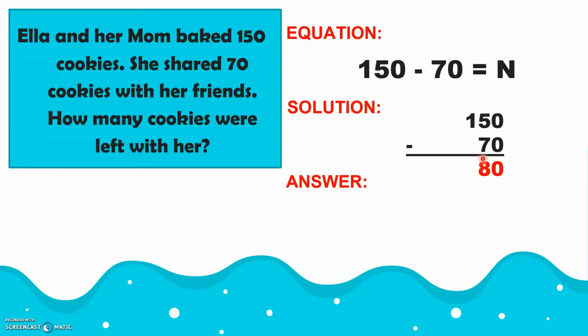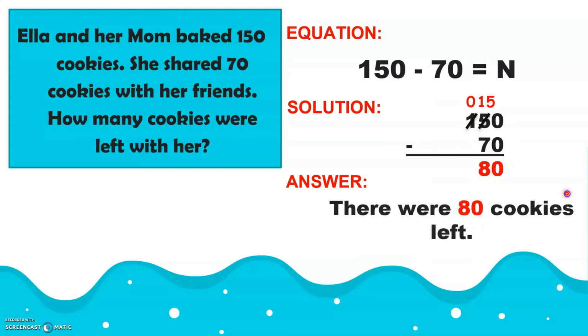So we will regroup or borrow 1 from 1. So 1 will become 0 and 5 will become 15. So 15 minus or take away 7 is equal to 8. Therefore, our final answer will be there were 80 cookies left.